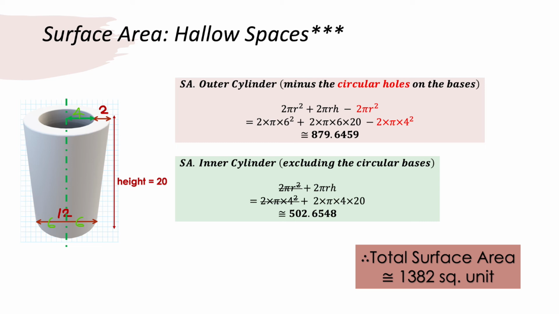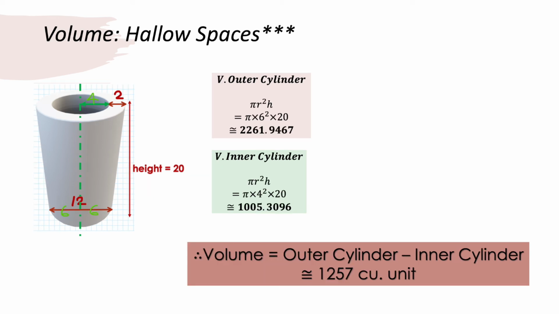If you need a 3D model to see and touch to understand its surface area, go grab a roll of toilet paper or a paper towel. Then read through the solutions slowly along with the pictures. I promise you that this is not beyond your league. You got this. The volume of this composite figure is simply the outer cylinder minus the inner cylinder. Simple.